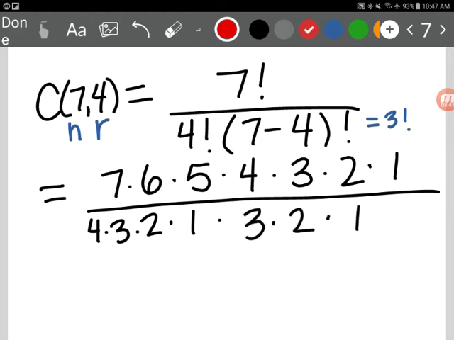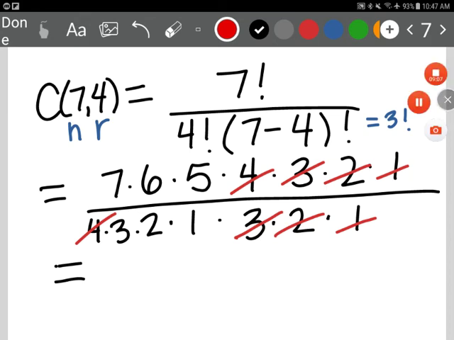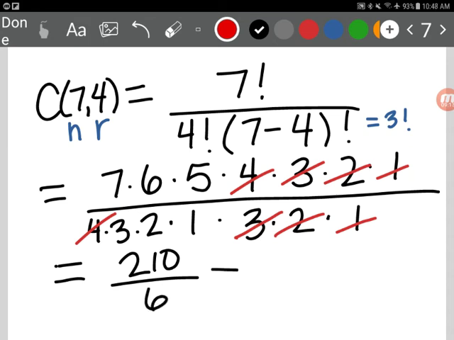You're going to cancel out everything you see. I see some 3s, I see 2s, I see 1s, and then I also see a 4. So we have everything canceled out. We multiply what is remaining. 7 times 6 times 5 is 210. Divided by 3 times 2 times 1, which is 6. 210 divided by 6 should give me 35. And that is how you work out a factorial, permutation, and combination.